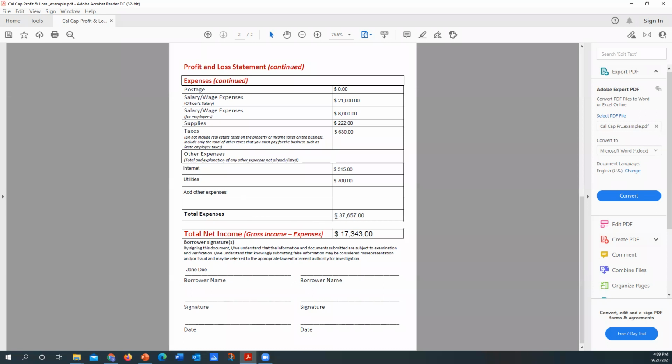So the total expenses that you have are $37,657. Your total net income, which is gross income minus expenses, is $17,343 for this business.